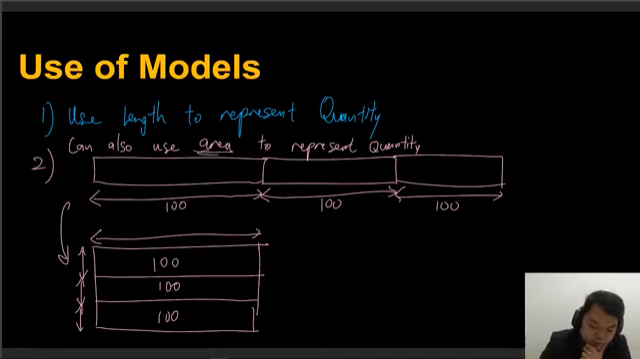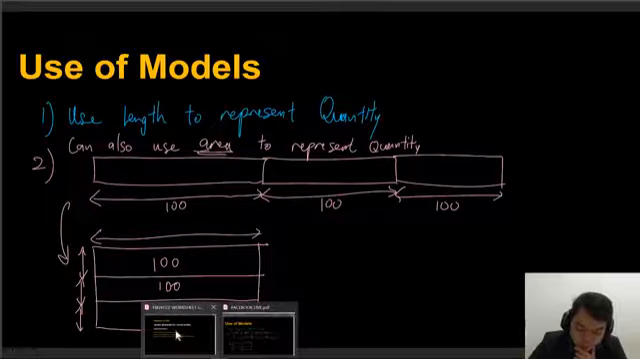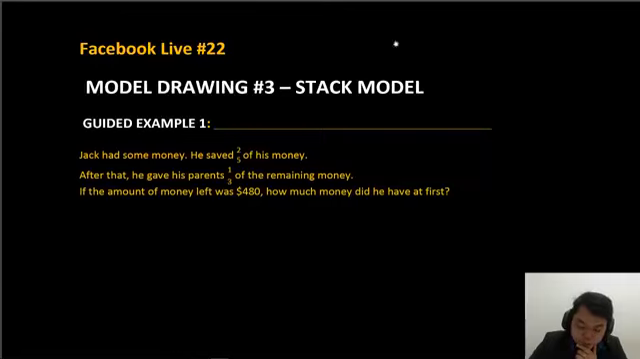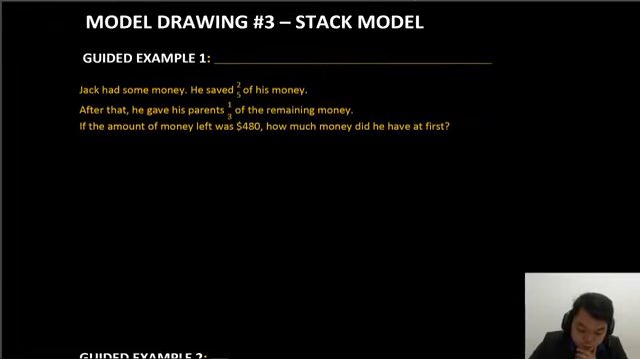So the key idea for using stack model is to use, instead of length, the area to represent these quantities instead. Because after all, area is how large a surface is. It's going to have a certain length, it's going to have a certain number of rows. So that's the whole idea. That's the basic premise of using stack models. So let me get into it.